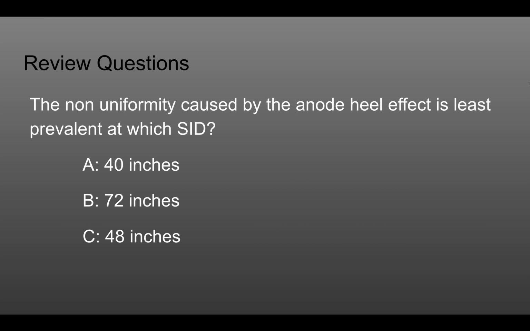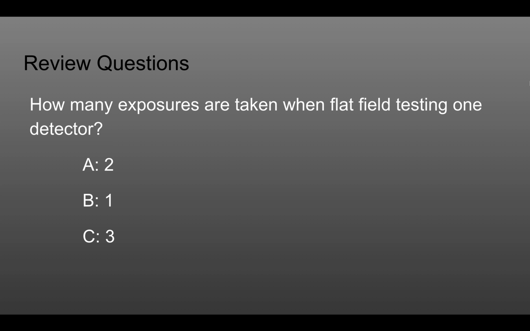So let's review with 5 short questions. First one, the non-uniformity caused by the anode heel effect is least prevalent at which SID? A, 40, B, 72, C, 48. Correct answer is 72 inches, B. Next, how many exposures are taken when flat field testing one detector? 2, 1, or 3?